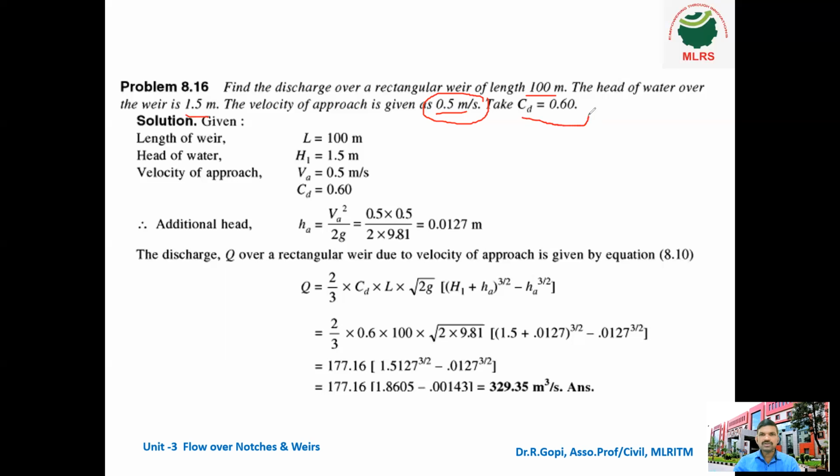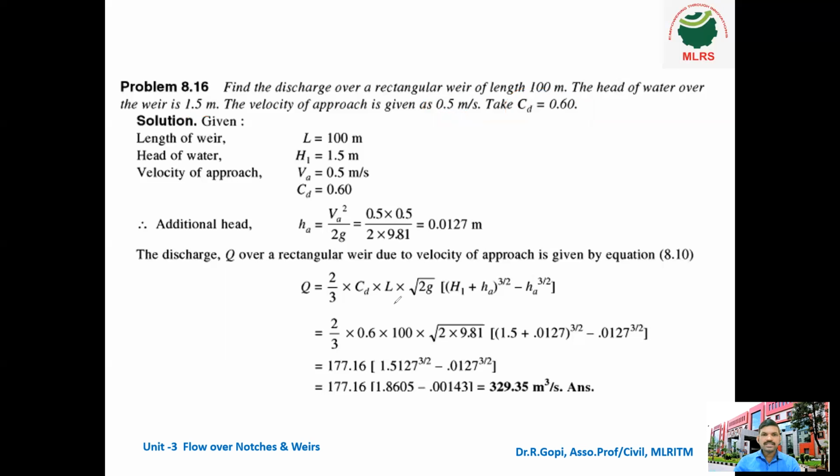So the CD value is also not given. Sometimes in the question, the CD value may not be given. Okay, so what to do? You have to assume. How to assume? It is nearer to 0.6, so 0.6 or any value near it you can assume, if it is not given in the question. If it is given, you have to substitute that value only.